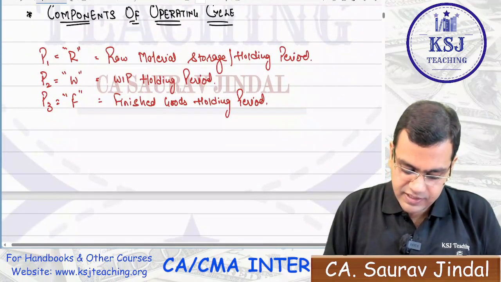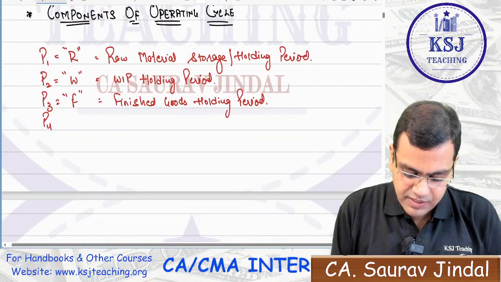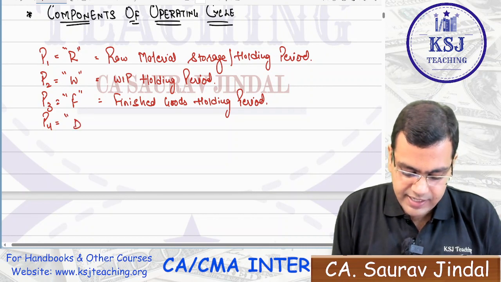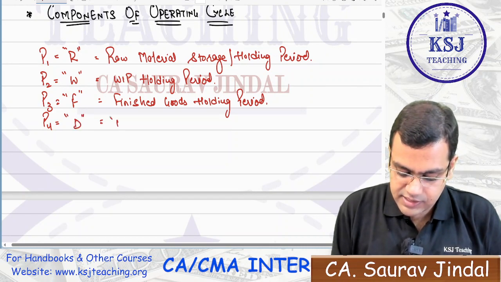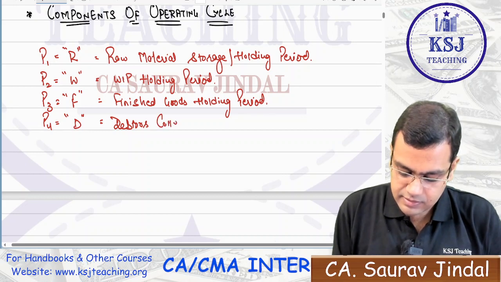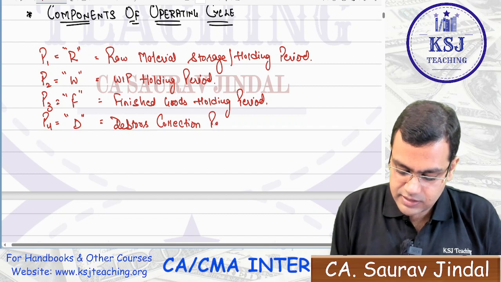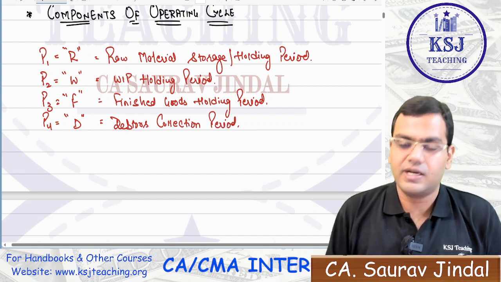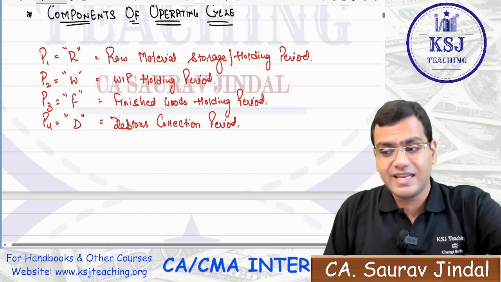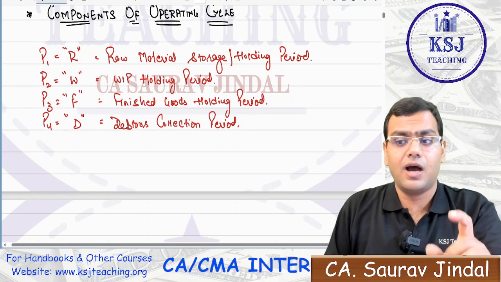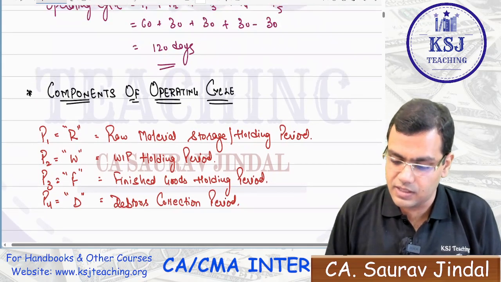Okay. After that, what is P4? P4 is represented by D, that is the debtors collection period. That is the time period during which the credit sales has been done, but the amount is yet to be received from the debtors, right?